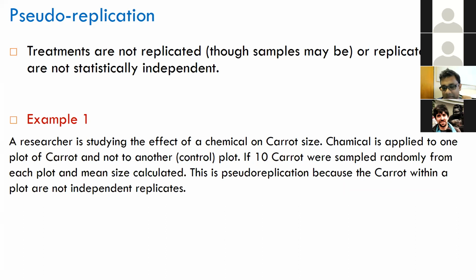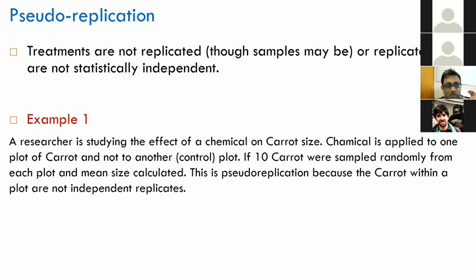Why is it pseudo replication? Because your experimental unit is one plot. You collected within the same experimental unit. So that's pseudo replication. You should have separate, different plots. That's replication, because then you have different experimental units, and then you reduce the pseudo replication.